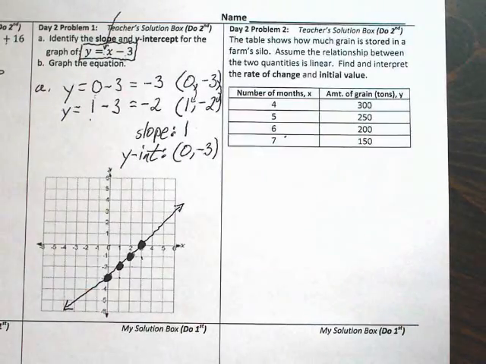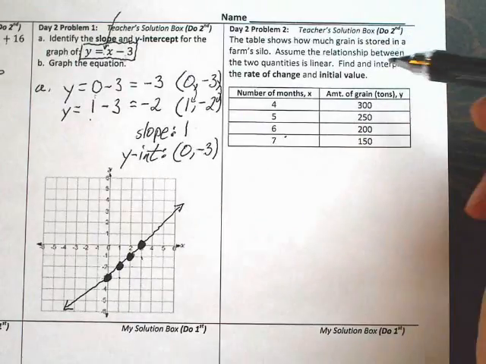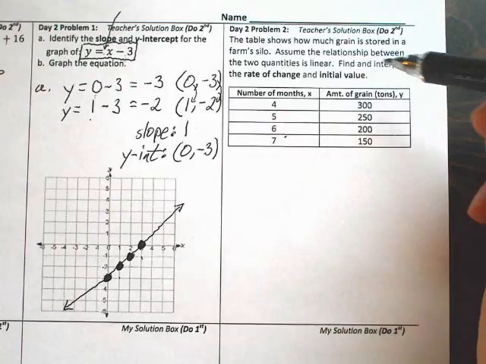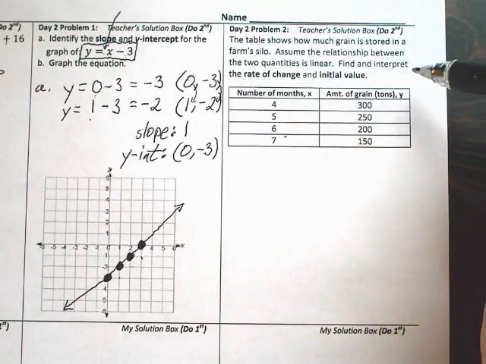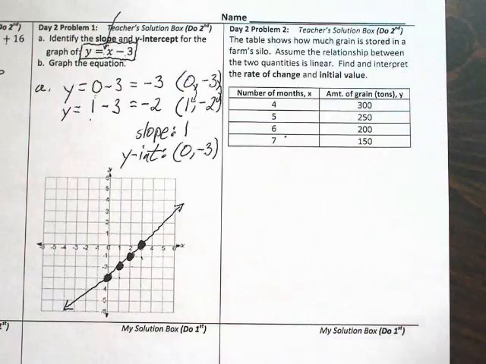Now, day 2, problem 2. The table shows how much grain is stored in a farm's silo. Assume the relationship between the quantities is linear. Find and interpret the rate of change and the initial value.